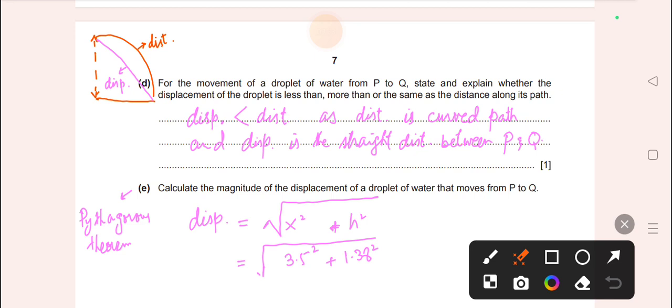Then it says calculate the magnitude of displacement. So, we know this horizontal distance and we know the vertical distance, and this displacement is exactly like the hypotenuse of a right angle triangle. So the displacement, what you wish to find, will be the square root of base square plus perpendicular square. We know the value of x, and h we have just calculated, and then use this formula, right?